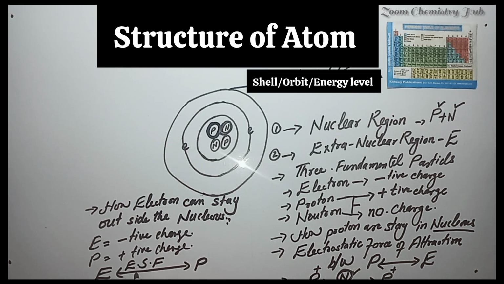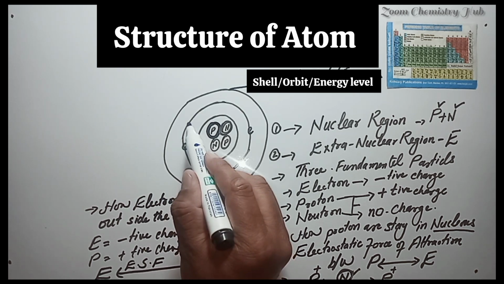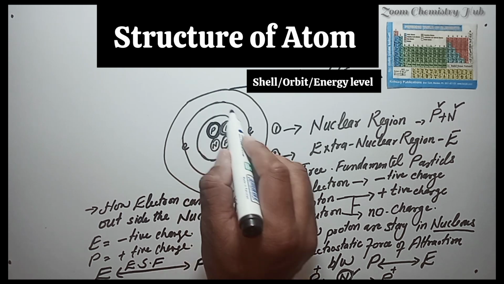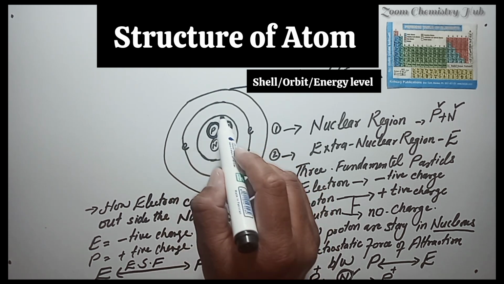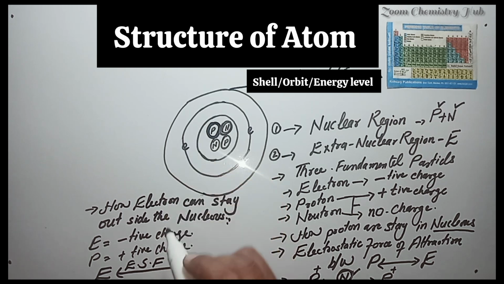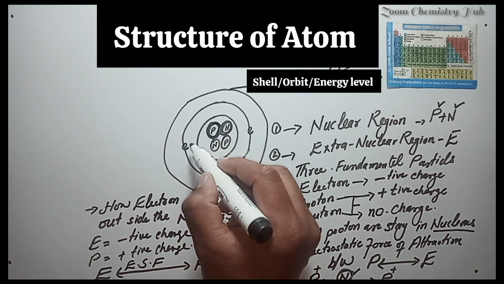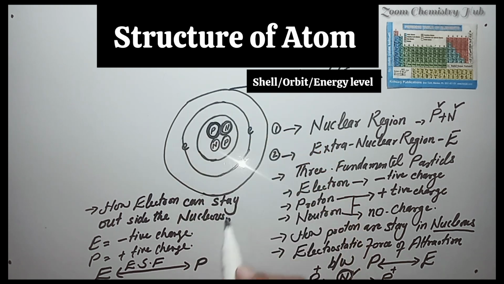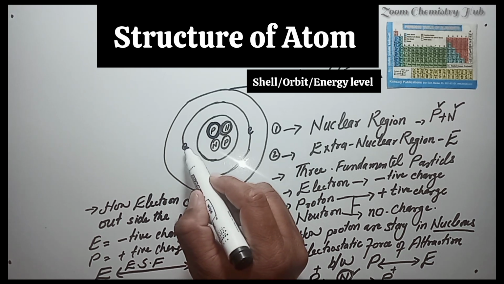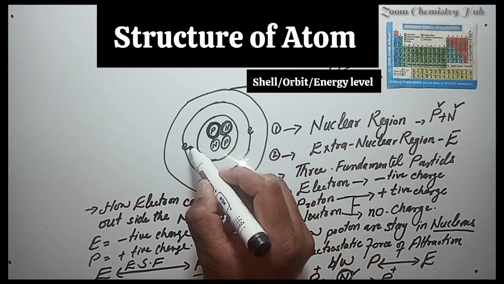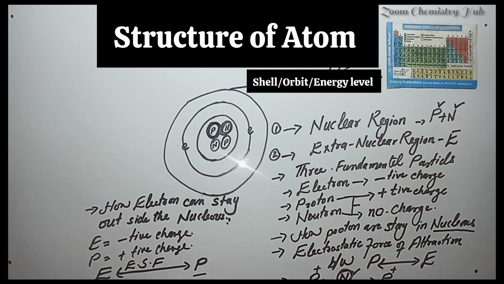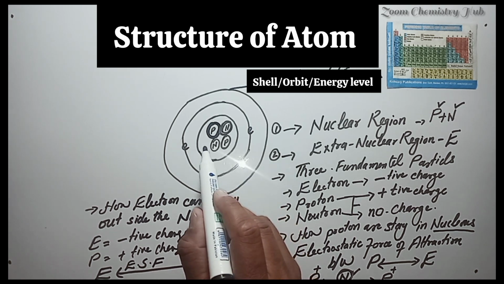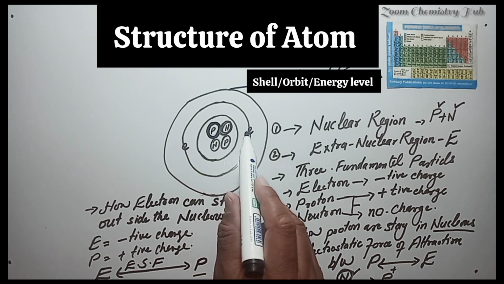This electrostatic force of attraction holds these electrons in this shell, and due to this force, electrons are continuously revolving around the nucleus. That's why electrons do not go away outside the atom or fall into the nucleus. In the shell or orbit, electrons are present.